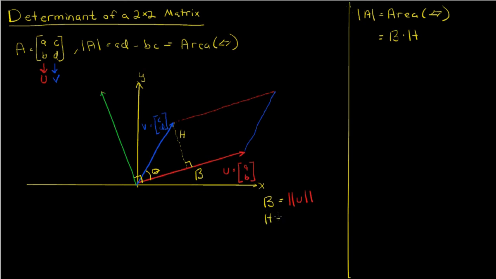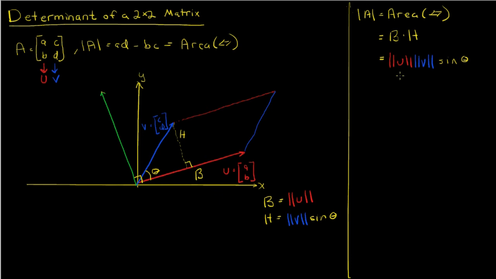So H is going to be equal to the magnitude of V times the sine of theta. So we're going to go ahead and substitute those two values in here. So we're going to say equals the magnitude of U times the magnitude of V times the sine of theta.